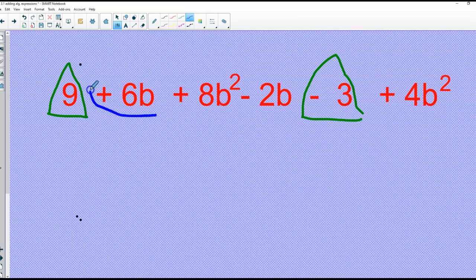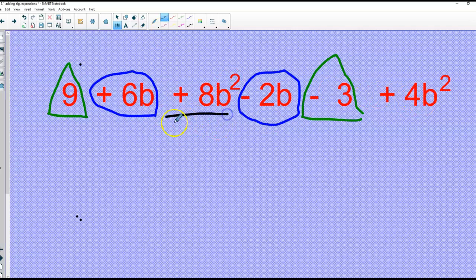Okay, next in line, I see a 6b with no exponent. So I'm going to circle it and the sign in the front. And I need a b with no exponent, which is right here. So I'm going to circle this one because they go together. And I included the sign in the front. Okay, and then last, I see a b to the second power. So I need another b to the second, which I do have. So maybe I'll just underline these two.